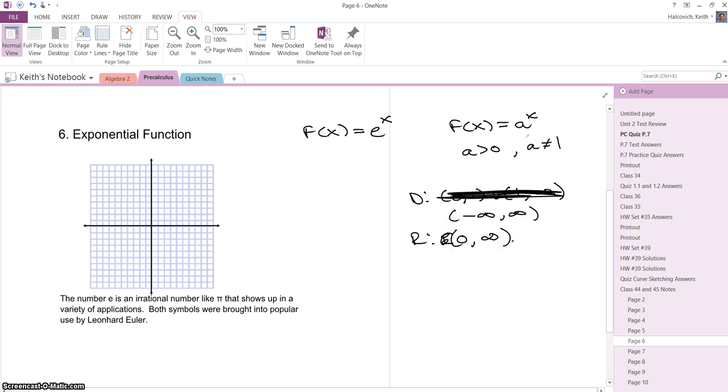Now, when you put this in, let's do e. Remember, e is approximately 2.718, and e to the x is the natural exponential function. e is an irrational number like pi. So when we do this, we're going to have a horizontal asymptote at y equals 0.